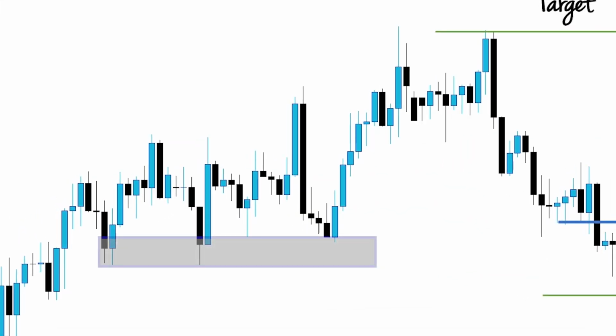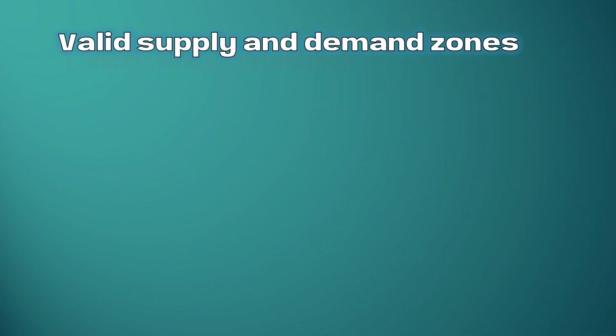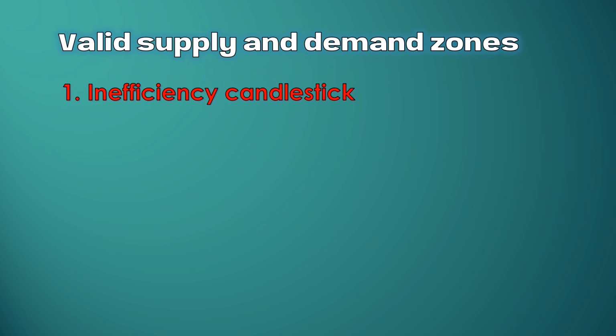Let's start with valid demand and supply zones. A supply or demand zone must have two important factors to call it a valid area. First, this area should form an inefficiency candlestick. An inefficiency candle occurs when the body of the candlestick is large and it is not overlapped by the previous candle and next candle of it. In such a case, a gap is created that should be filled.